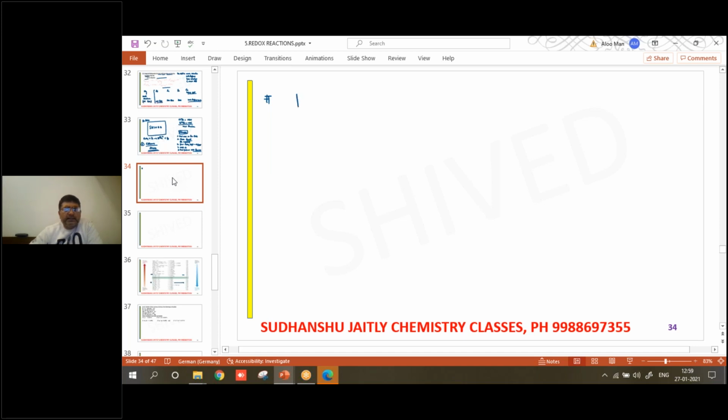This is the H2SO4. Simple displacement. This is zinc metal, minus 0.76. Hydrogen standard 0. Reaction will happen. Hydrogen will be oxidized or zinc will be oxidized. Zinc will be oxidized. You will be getting zinc sulfate and hydrogen gas liberated.